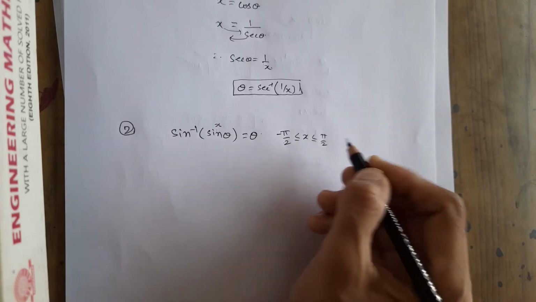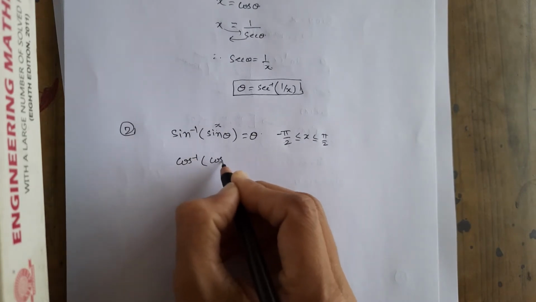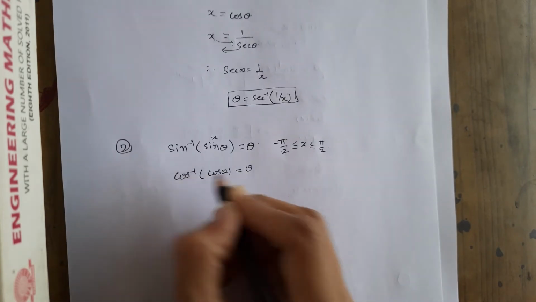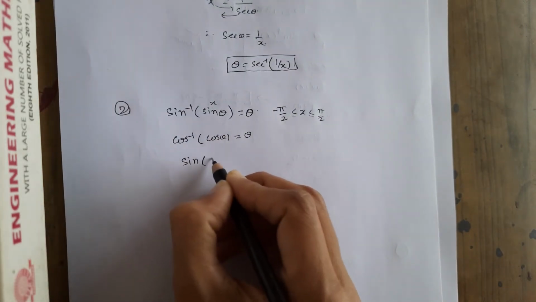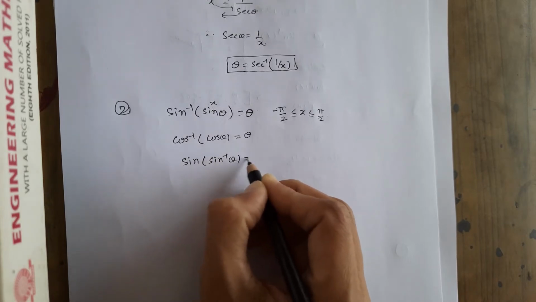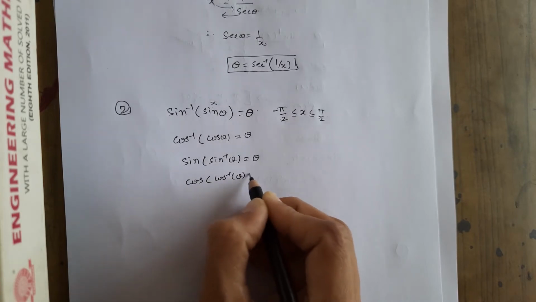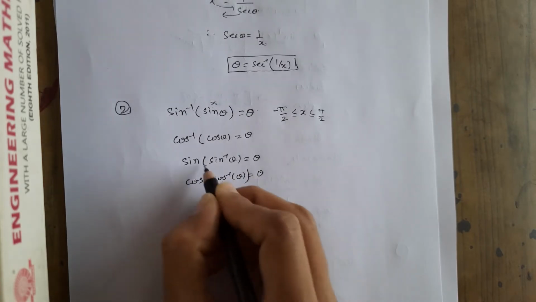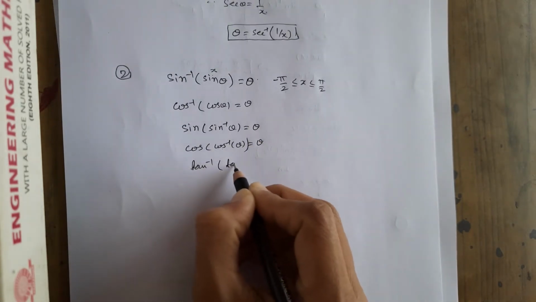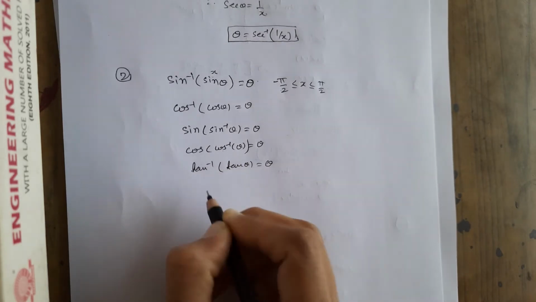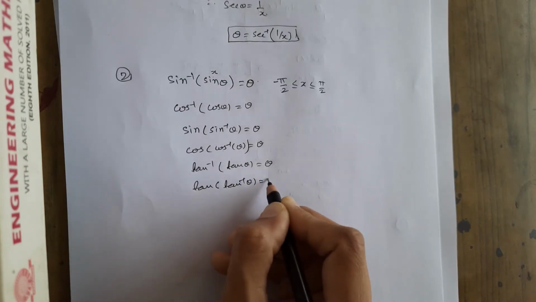Okay, the domain is minus pi by 2 to pi by 2. So similarly, cos inverse of cos theta is equal to theta. These two get cancelled, or the other form is also correct. So sine of sine inverse theta is equal to theta. Similarly, cos of cos inverse theta is equal to theta. Okay, these two get cancelled. Tan inverse of tan theta equal to theta, or tan of tan inverse theta equal to theta.